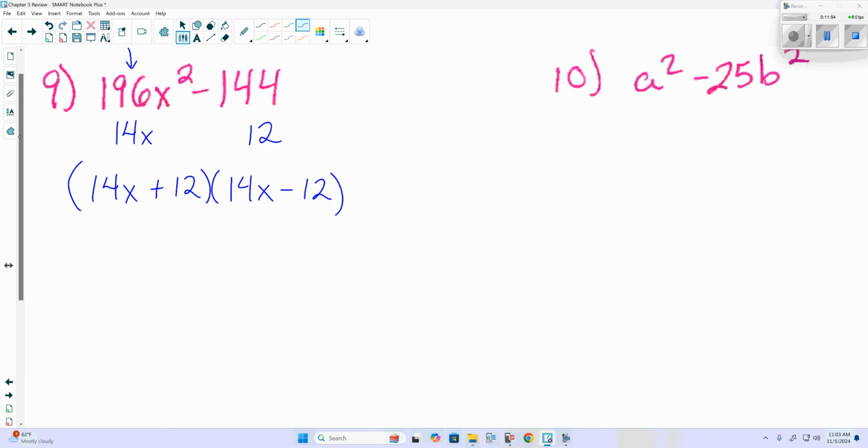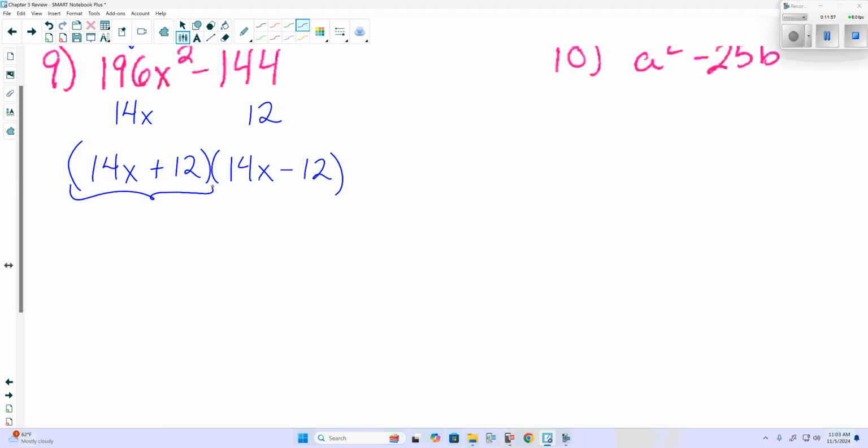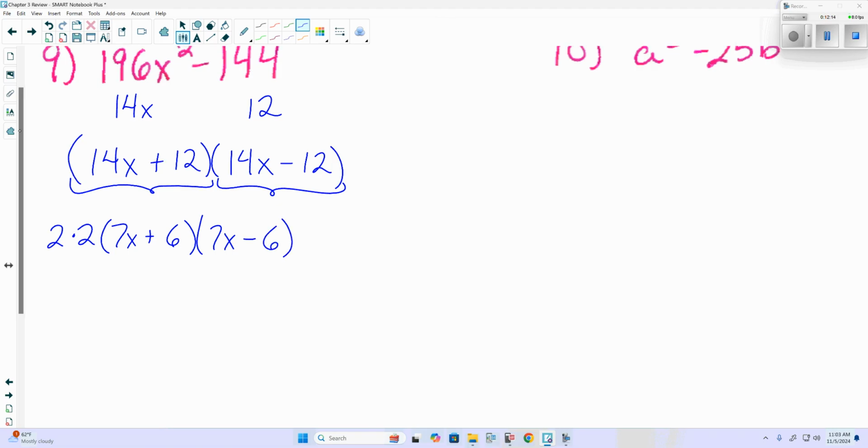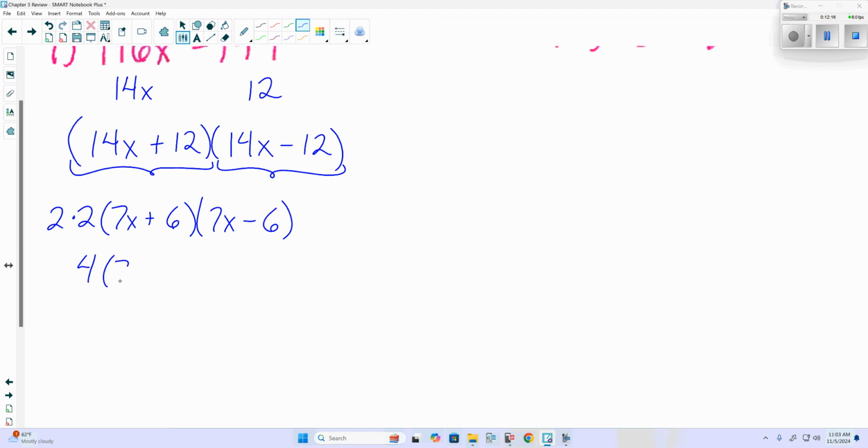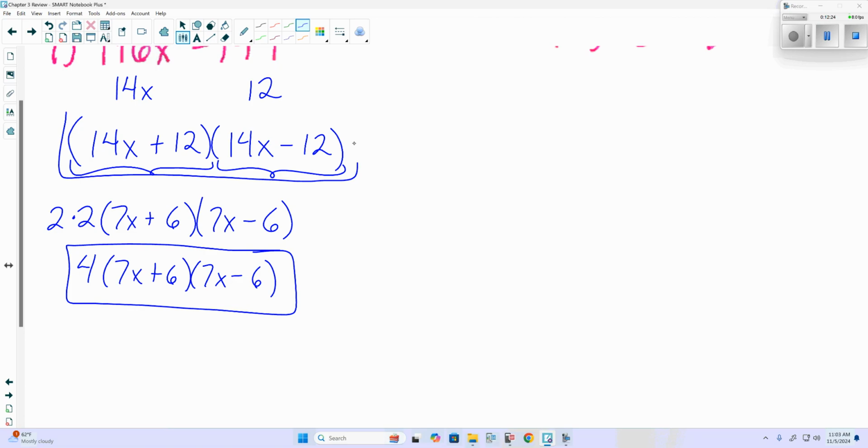And we get this here. Now there is a greatest common factor between these two terms. 14 and 12 has a greatest common factor of 2. If we factor it out, we divide it out of both terms. We get 7x plus 6. We can do the same thing with our other factor, which gives us 7x minus 6. And our 2 times 2 is 4. So it's completely factored.